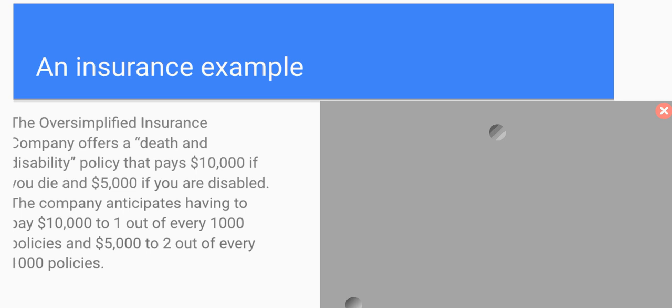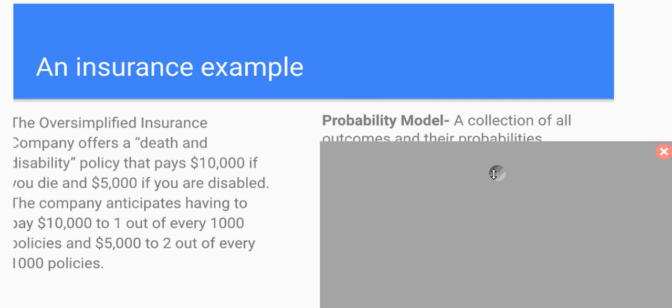Well, from that, we can make what's called a probability model, right? Probability model is a collection of all outcomes and their probabilities. This is something we're going to want to start with in all these types of problems if it's not given to us. Oftentimes you are given the probability model, but if you're not, that's the first thing you need to be doing.